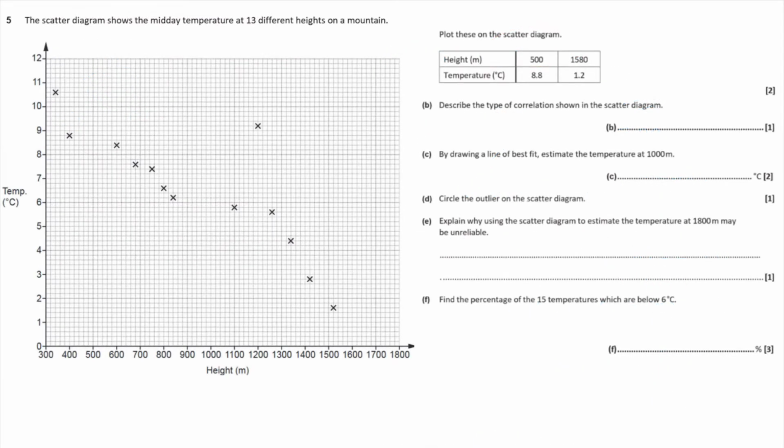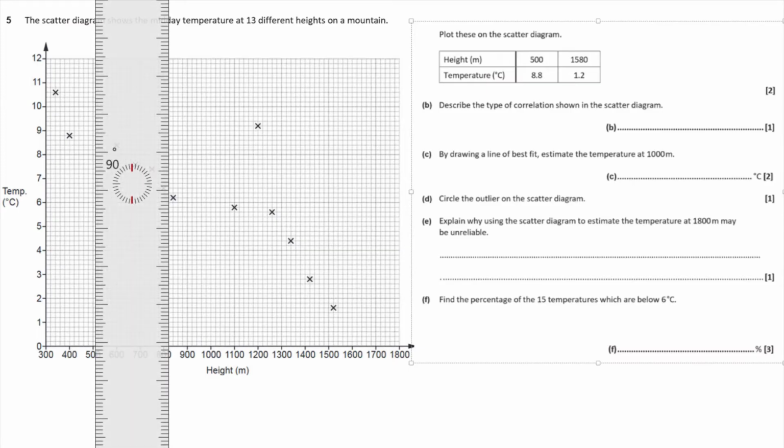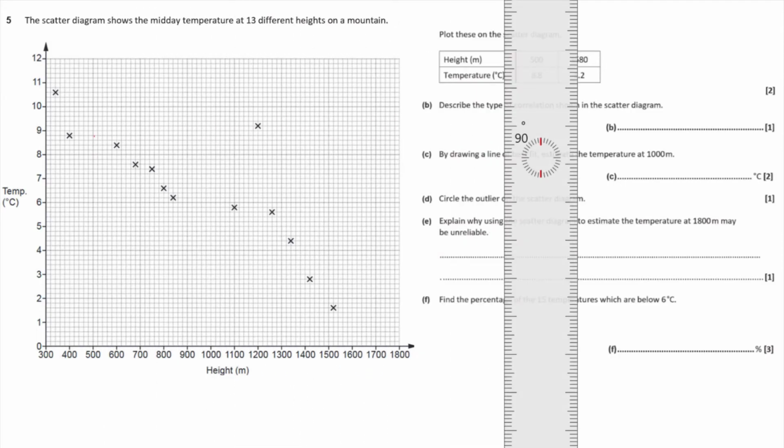The scatter diagram shows the midday temperature at 13 different heights on a mountain. Plot on the scatter diagram another point. There's 2 points we need to plot. Height of 500 and the temperature of 8.8. So find 500. There's 500. And read up until you get to 8.8. And actually you've got like 5 squares between each one of these. So 1 unit divided by 5 is 0.2. So you're going up in 0.2. So 8.8 is like one little square below 9, isn't it? So I'm going to have a point there.